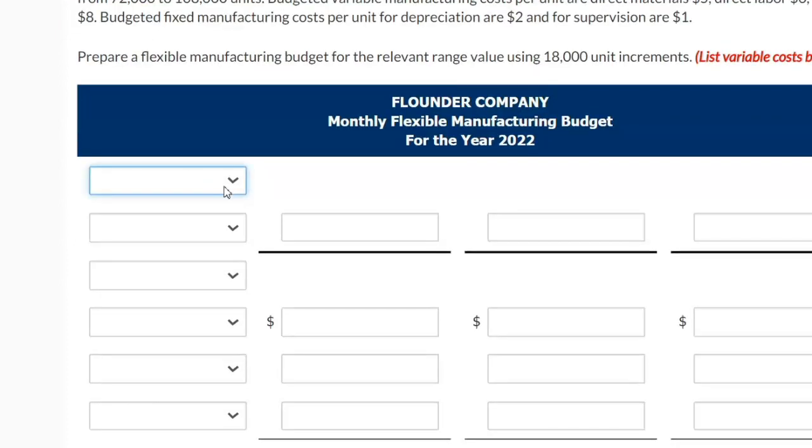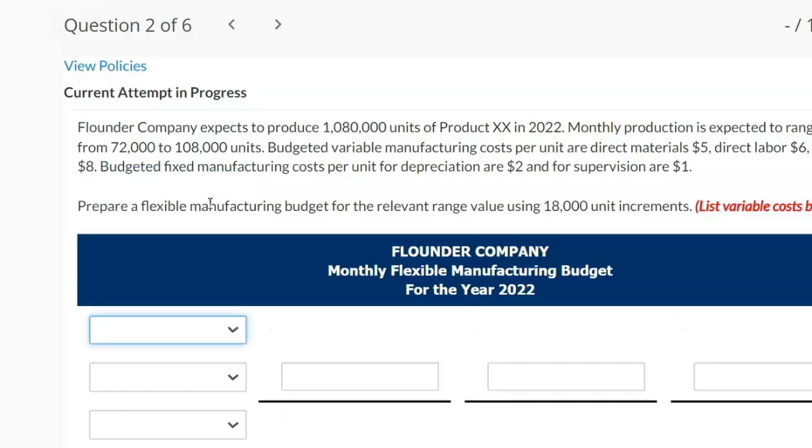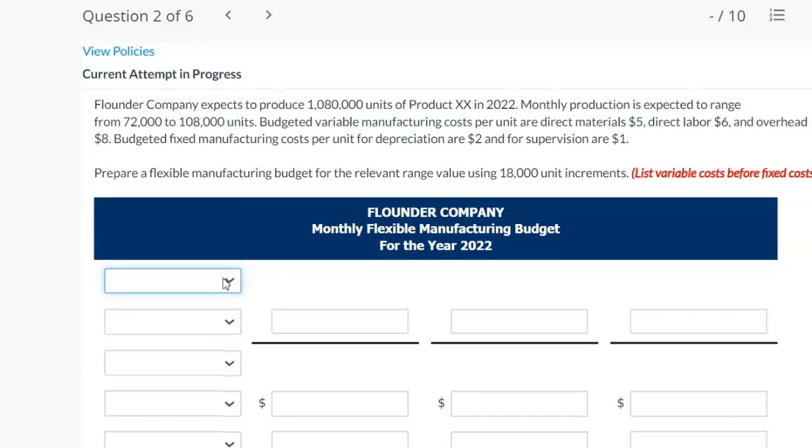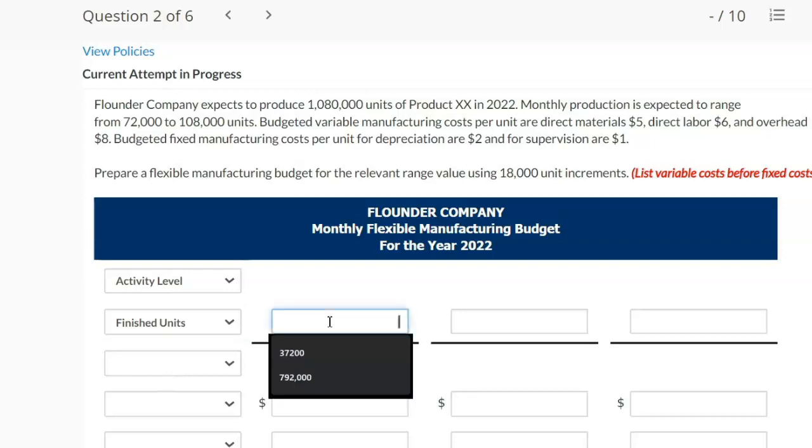So what you're asked to do here isn't actually a report. This is the way we develop flexible budgets. The first row is the activity level. Then one below it, finished units. What's the production? The first one is activity level, then finished units.